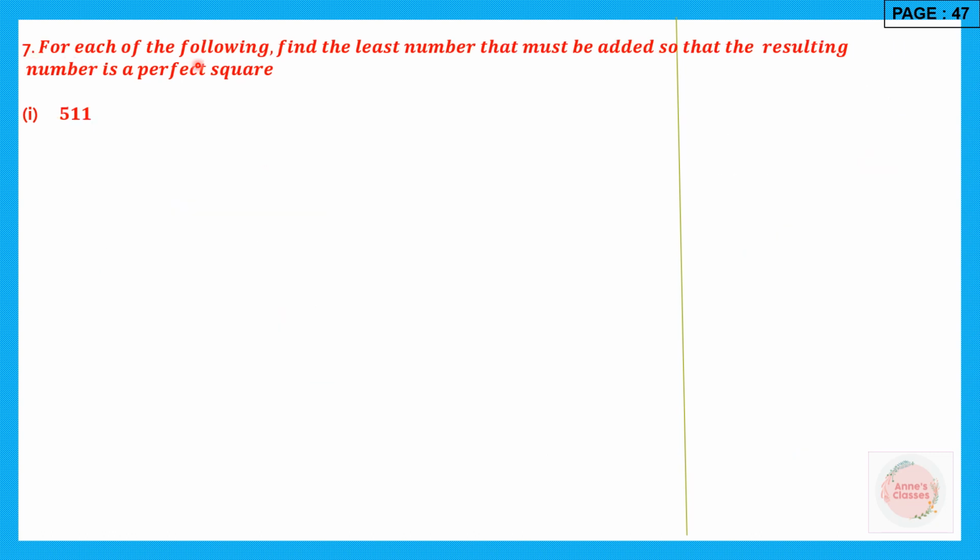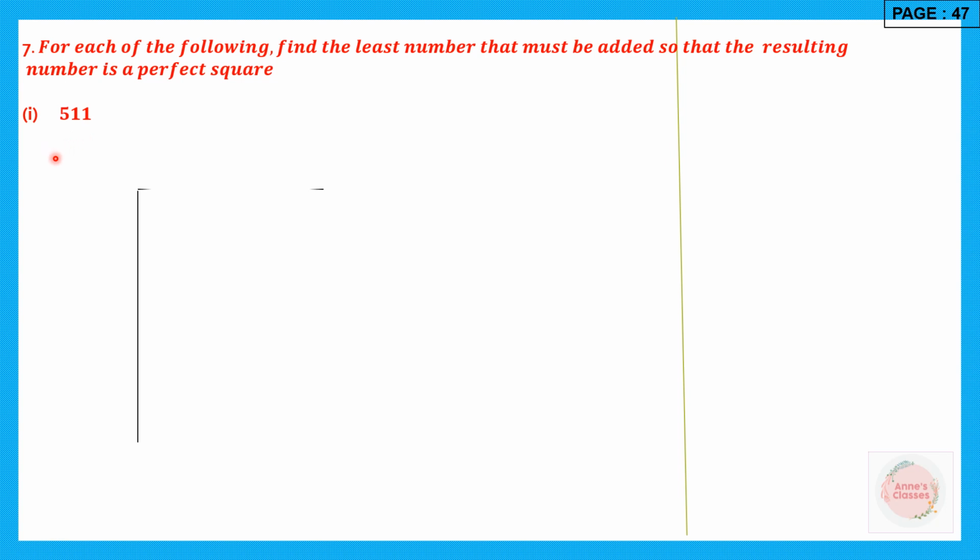Question 7. For each of the following, find the least number that must be added. This time it's adding so that the resulting number is a perfect square. So we have a number given to us, 511. This is not a perfect square, but we have to add a certain number to this to make it a perfect square. Now how do we find it?